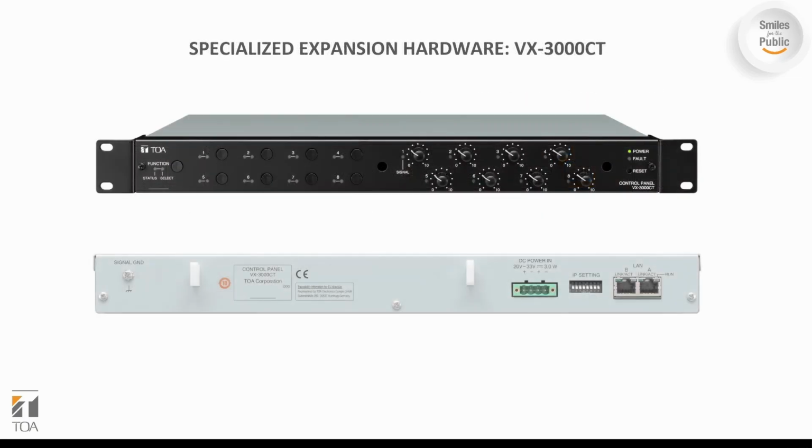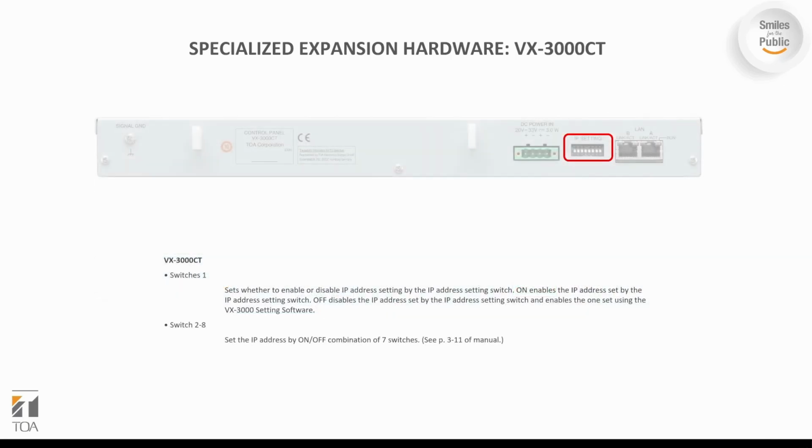Another expansion hardware is the VX3000CT. It allows for the expansion of function keys and allows for direct volume control of outputs, just like the VX3000PM. In the same way, you should specify an ID for the VX3000CT using dip switches. They act in a very similar way to the VX3000PM.